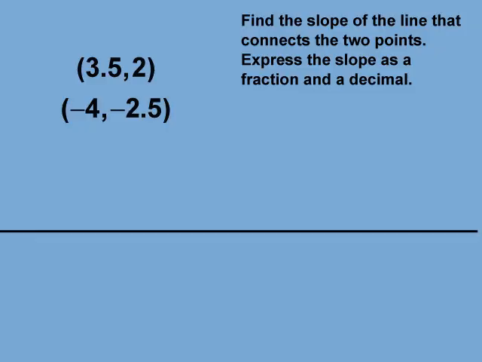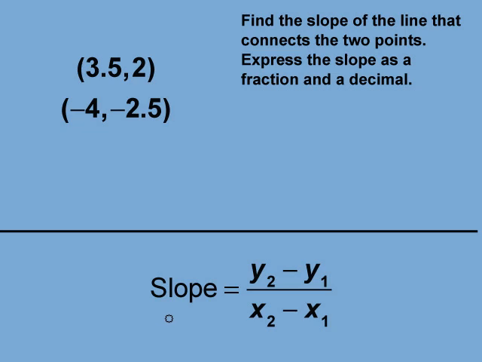Find the slope of the line that connects the 2 points. Express the slope as a fraction and a decimal. These are coordinates for 2 points on the Cartesian coordinate plane. To find the slope of the line connecting any 2 points, use the slope formula, shown here. Let's look in more detail at how to use the slope formula.